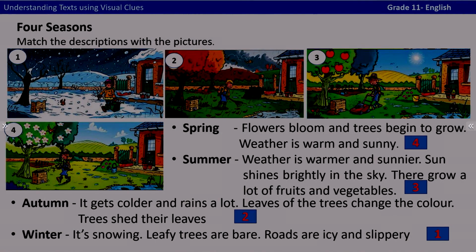Then autumn. It gets colder and rains a lot. Leaves of the trees change the color. Of course, you have the leaves in brown in the second picture. So it's very easy for you to understand that autumn is shown in the second picture. And the last one is winter. It's snowing. So you can see that there are no leaves on the trees. So very easily you can identify that winter is shown in the first picture.